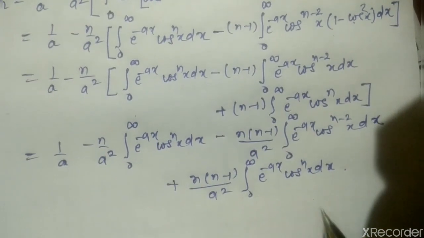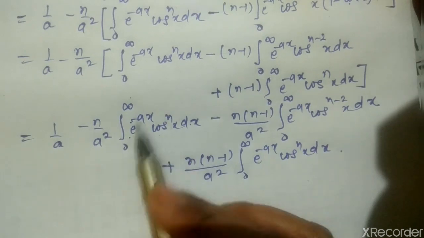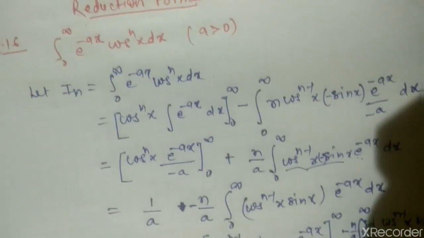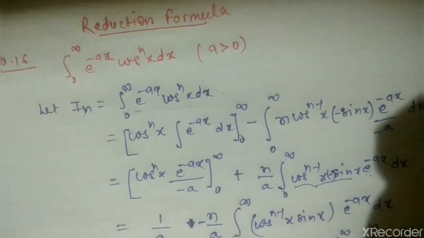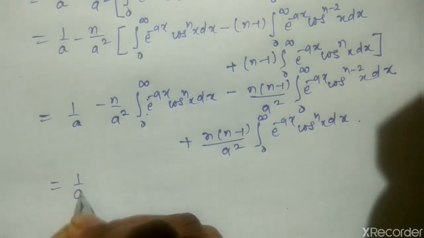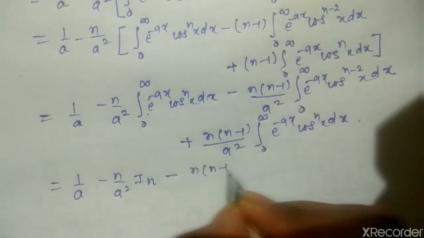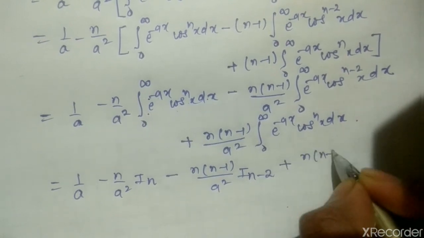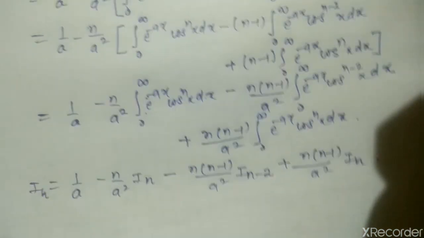But what we see here is that the value we used, e to the power minus ax cos nx dx, is the given value which we have taken as let In equals to this one. So we can write this value as In. So here we will write this thing as 1 by a minus n by a square In minus n into n minus 1 by a square I n minus 2, and then plus we have n into n minus 1 divided by a square In, and on the left hand side we have In.